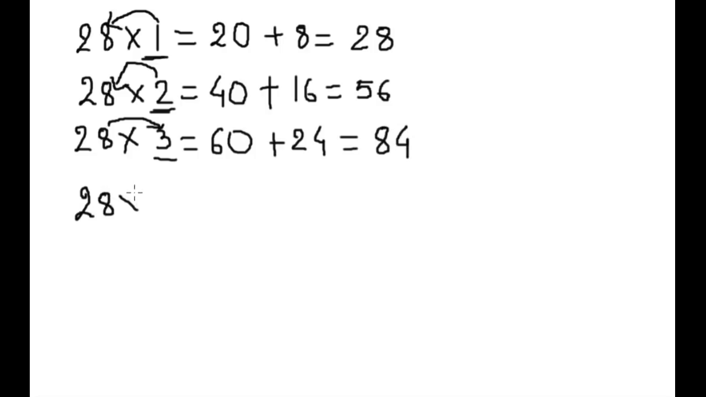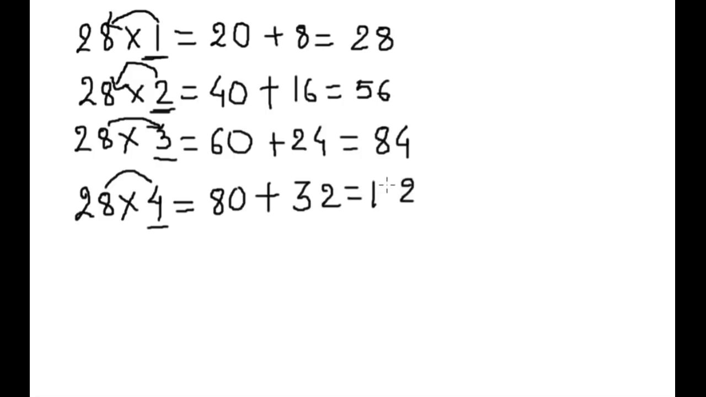28 into 4. Double of 4 is 8. Put 0 plus 8 into 4 is 32, equal to 2 and 11, 112.